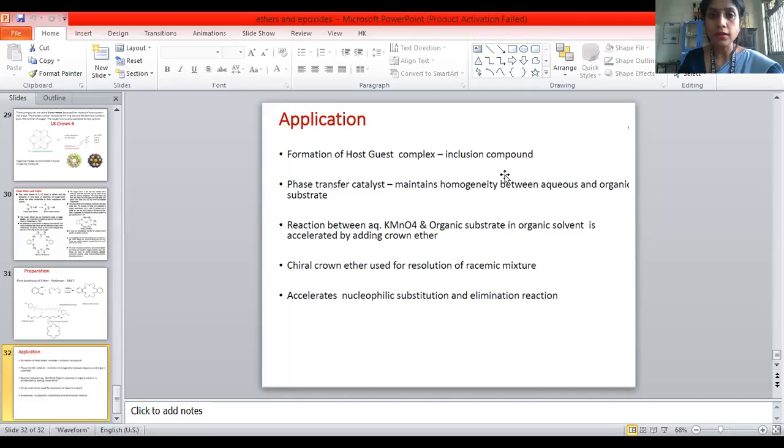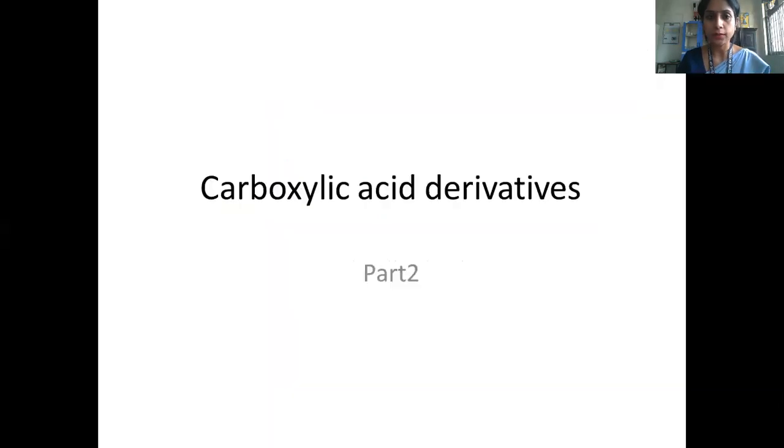I will just take a minute to change my slide. So I just wanted to take some very important topic on the carboxylic acid derivatives, which I missed out before. So this is just the last part from this unit, and then we will finish off with this unit. So I've named it carboxylic acid derivatives part 2.